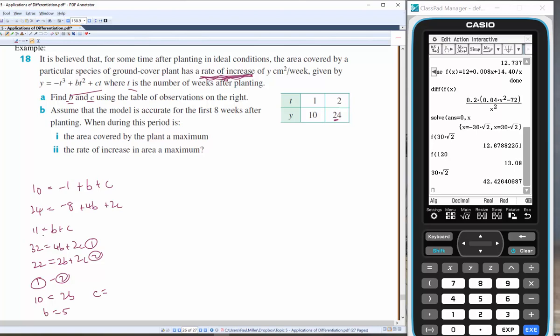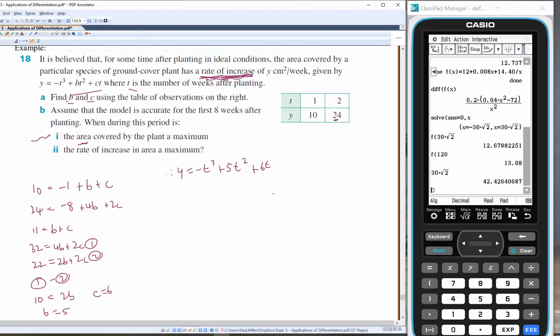c equals 6. Therefore, y equals negative t cubed plus 5t squared plus 6t. Okay, assume that the model is accurate for the first 8 weeks after planting. When during this period is the area covered by the plant a maximum? All right, so what we need to know here to do this problem is that y is actually the rate of increase. So it's already the rate, okay?